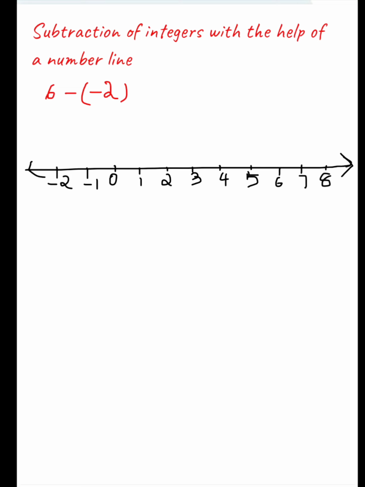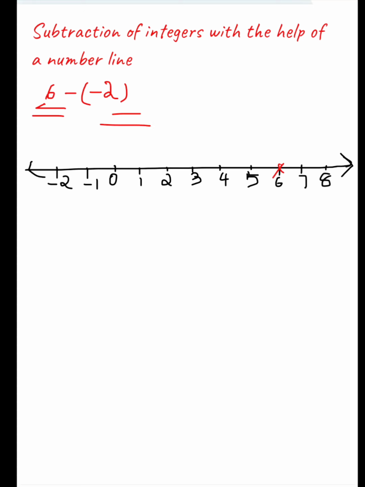So when a question is given like this, first what you have to do? First you need to mark the first number. What is the first number here? That is 6. So you have to mark 6 on the number line. That is, 6 is here. Okay. Now the next number is what? Minus 2. That is, you are going to subtract minus 2 from 6.